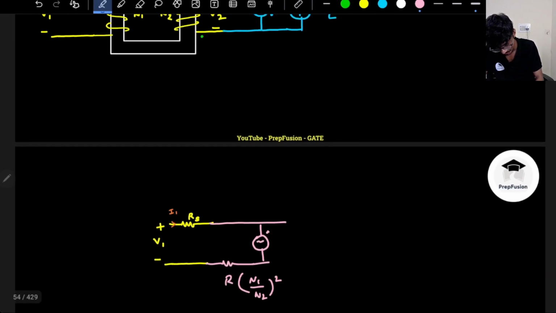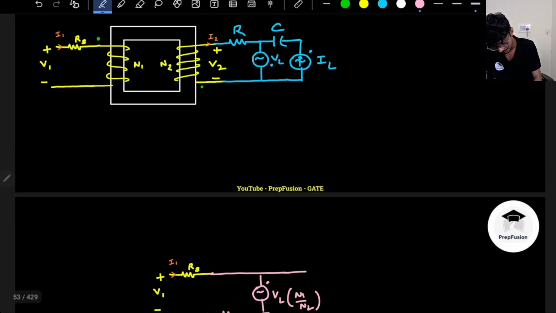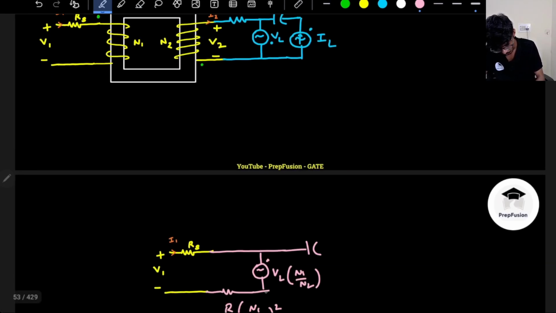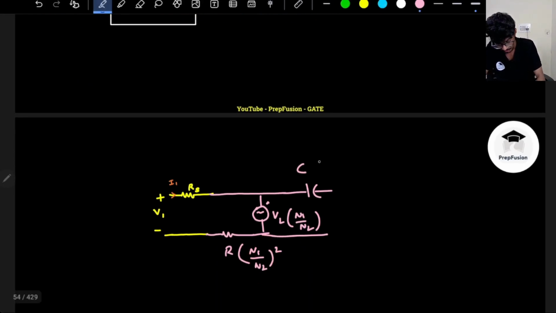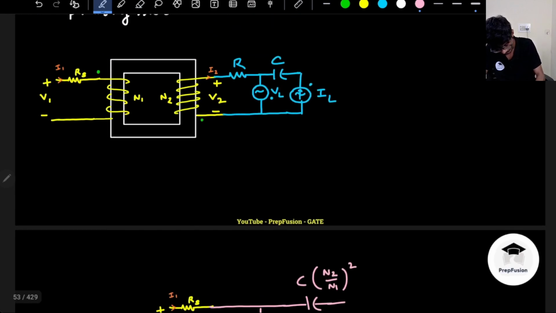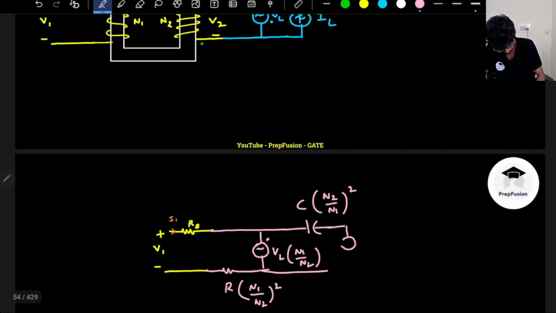So this voltage will again be scaled with a factor of n1 by n2, and then I have a capacitor. So by what factor does the capacitor get scaled? Capacitors get scaled by the opposite factor of the resistor, right? So it will be n2 by n1 whole square. Now I have a current source. So the current source again will be scaled by the opposite factor of the voltage source.